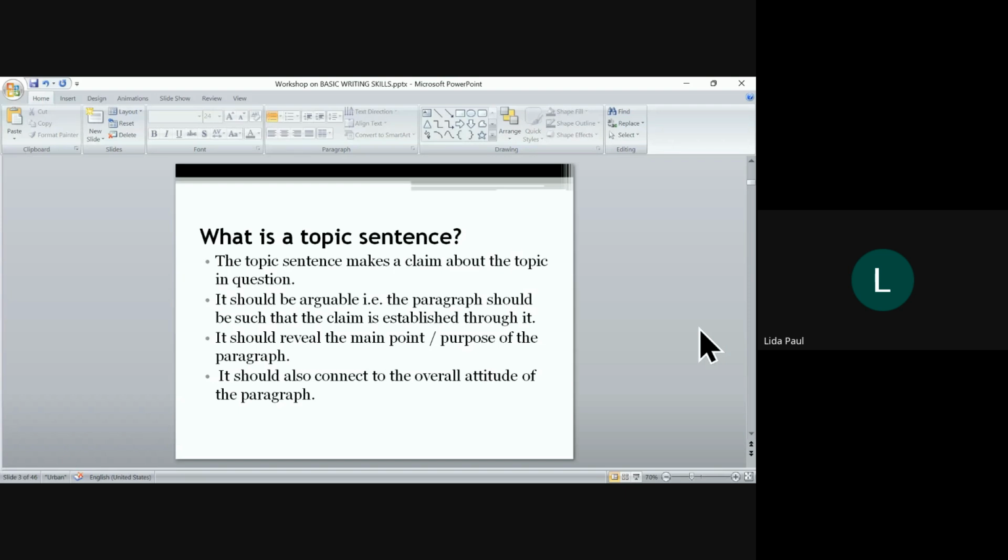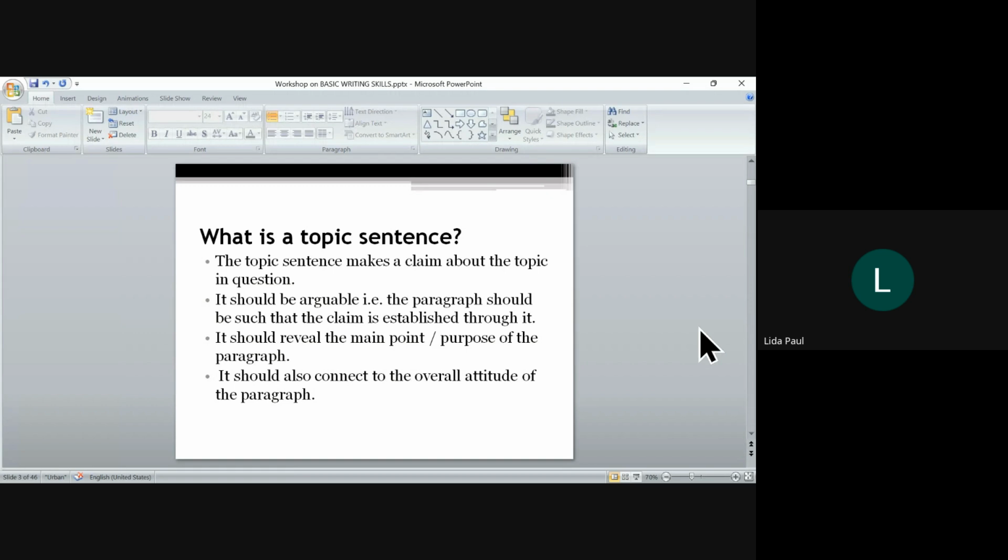Okay. So basically, the topic sentence is that which makes a claim about the topic in question, right? And arguably, how this would work is that once we have made this topic sentence, the rest of the paragraph should be able to either prove, explain, elaborate, or add to what has already been mentioned in the topic sentence, right? So the rest of the sentences that you see in the paragraph would be basically an addition or an elaboration or a proof or some kind of reasoning that you give for this topic sentence that you have written. Okay, so that is how this works.